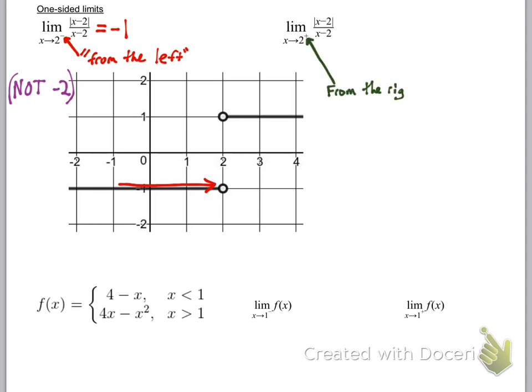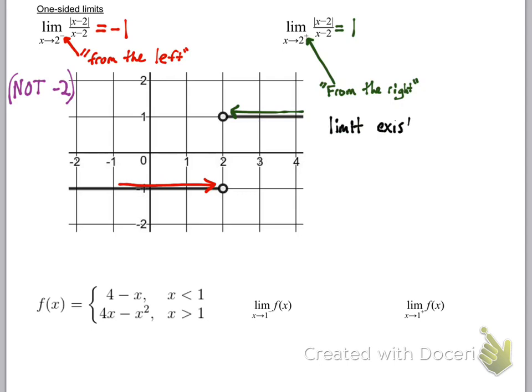On the other one, you notice the positive. That means from the right. So what is our function as we're coming in from the right there, like that, okay? As we're coming in from the right. Well, as we're coming from the right, we get closer and closer to positive 1. So in this situation, the limit as x approaches 2 from the left of that function is negative 1, and the limit as x approaches 2 from the right is positive 1.